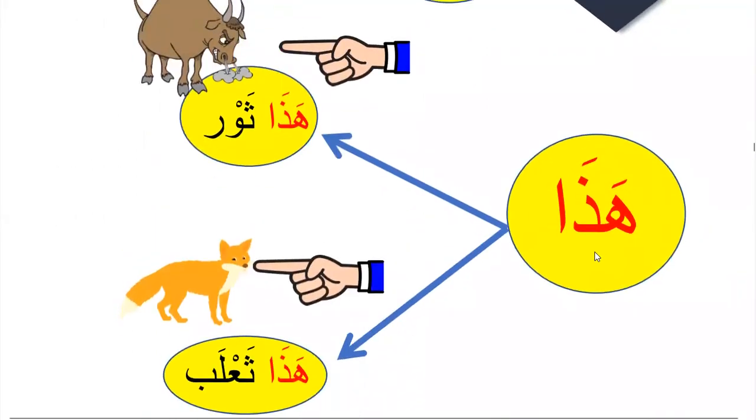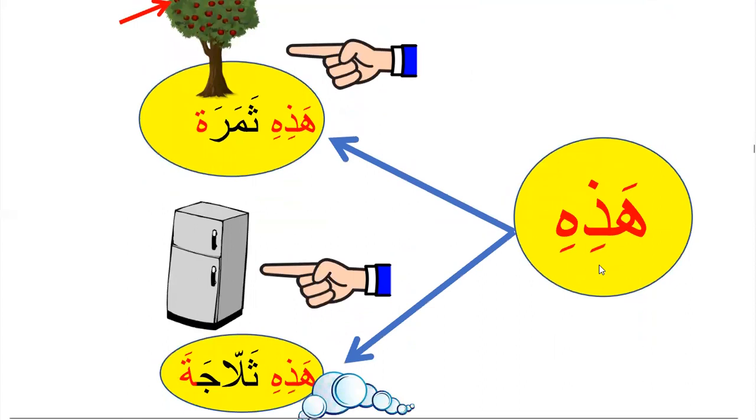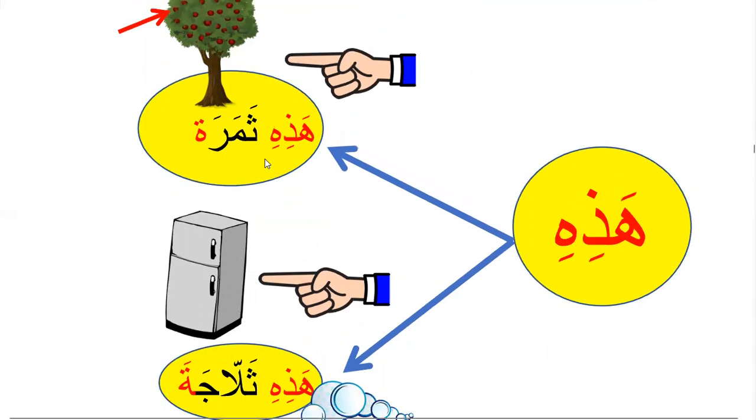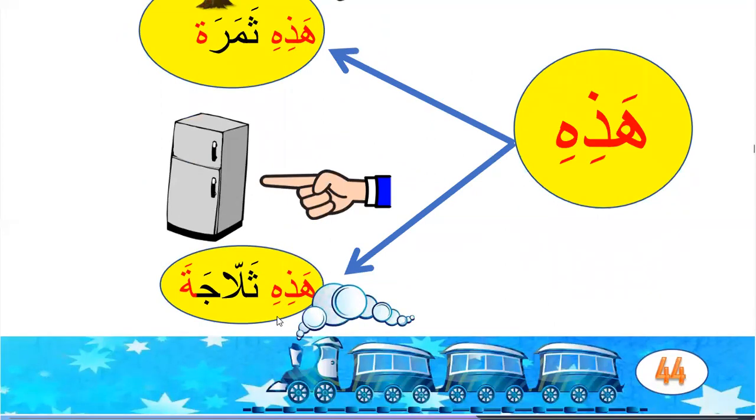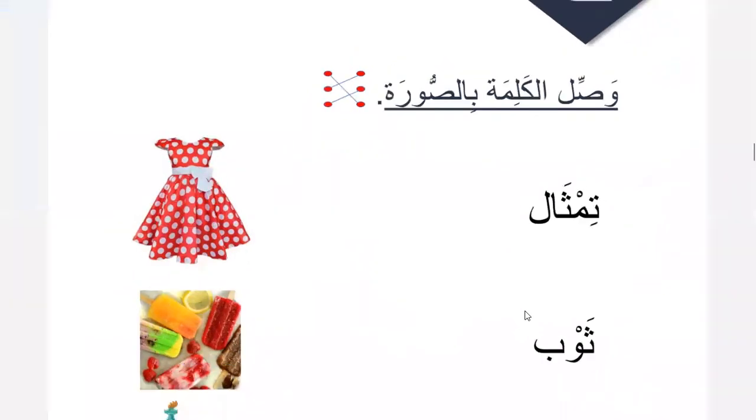Latifa. Hatha, these are masculine words. Hatha thawr. This is an ox. Hatha tha'lab. This is a fox. Good. Hathihi, these are feminine words. Hathihi thamara. This is a fruit. Hathihi thalaja. This is a fridge. Good.